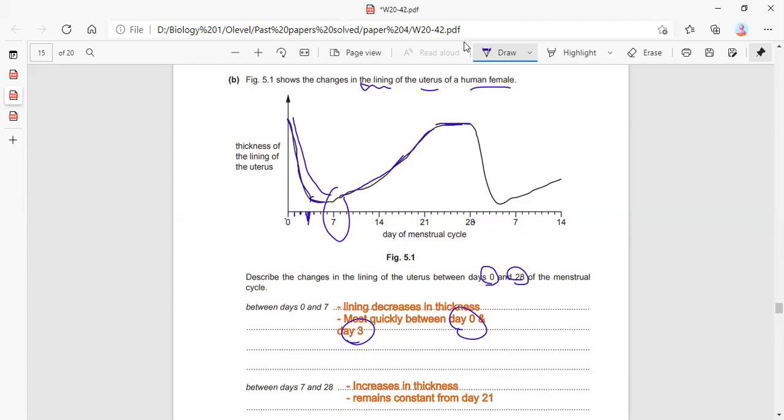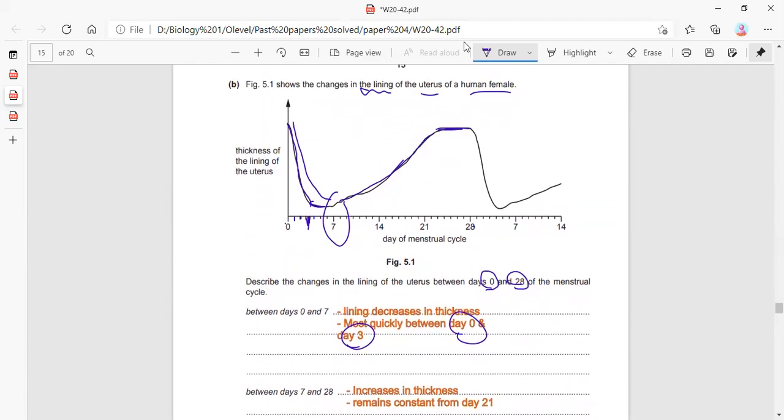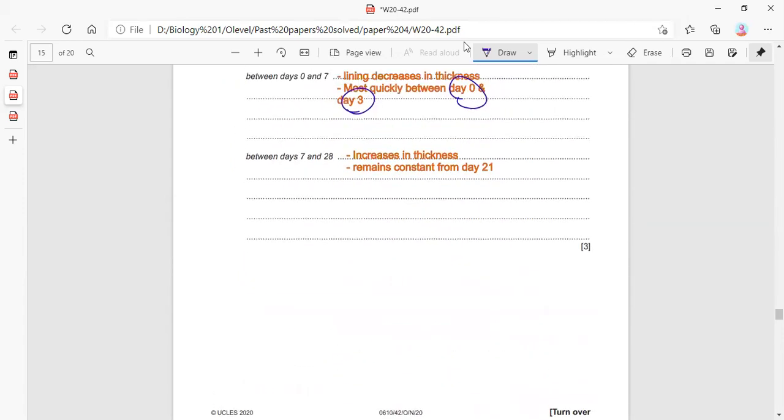It stayed constant for a while, for example between days 22, 23, 24, it was slightly constant. It was constant, and then after day 28 it started to decrease again. So between day 7 and 8 it increases in thickness. It remains constant from day 21.